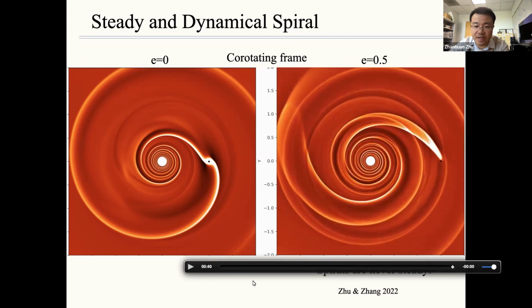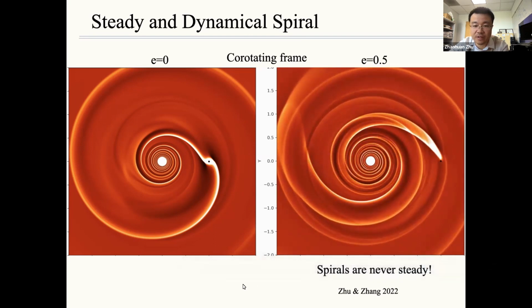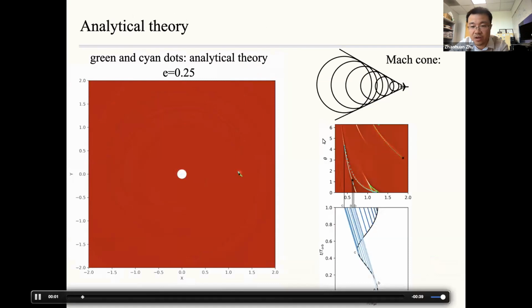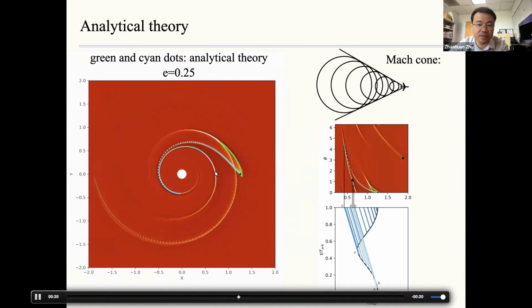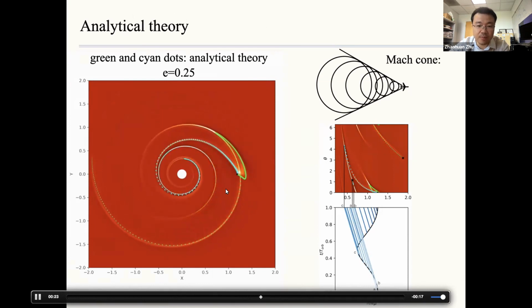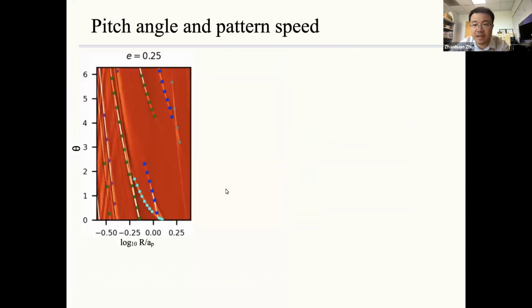So the spiral is never steady, and you could even develop an analytical theory to explain that. Basically, it's similar to if you have a boat moving in water or an airplane flying, then at the boundary of all the waves, you will form the wake. So you could develop an analytical theory and explain all the observations. Nevertheless, the bottom line here is that as long as the planet has some eccentricity, a mild eccentricity, the planet will generate spiral features which are very different from a circular planet.